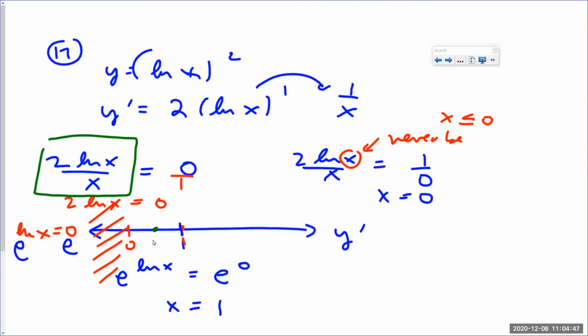You guys okay, like 1/2? Okay, and then what's a good number bigger than 1? 2. Okay, so you plug in here. I just need to know positive or negative.